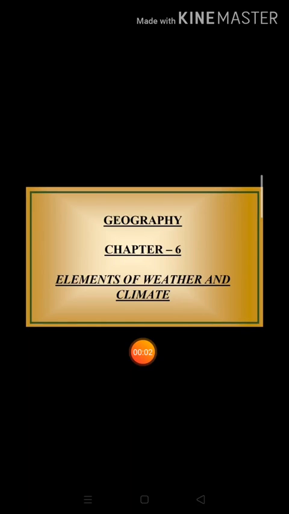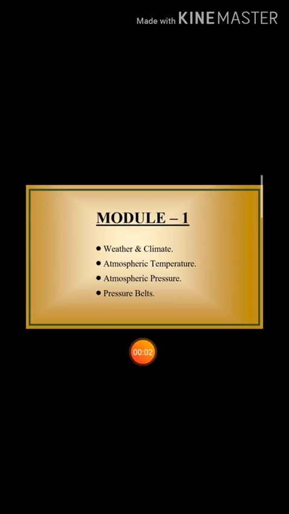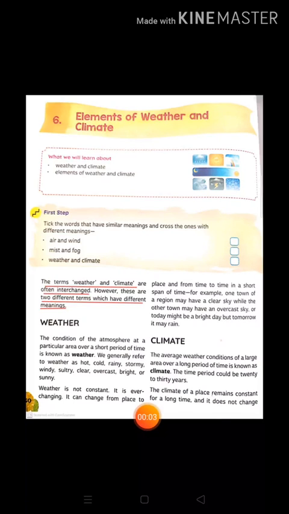Hello students, today we will start class 7th geography chapter 6, elements of weather and climate. In module 1 of this chapter we will study about weather and climate, atmospheric temperature, atmospheric pressure and the pressure belts. Students, we often get confused with the term weather and climate and interchange them.